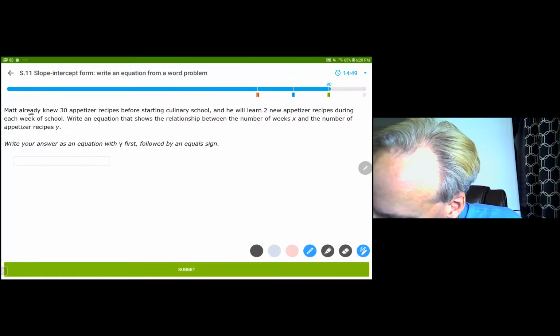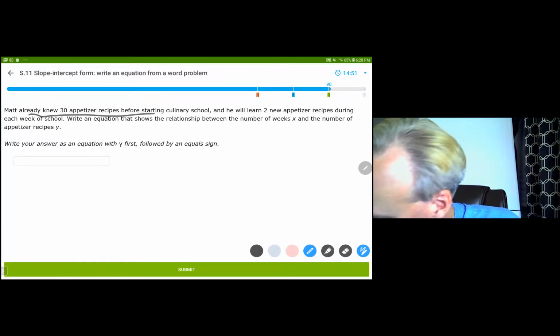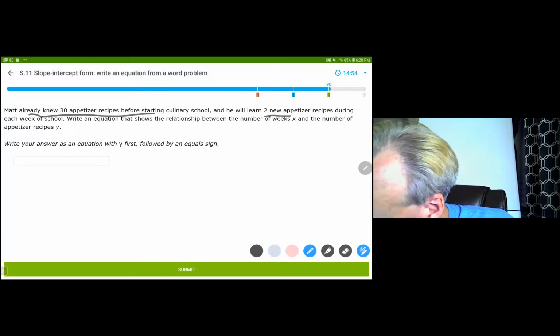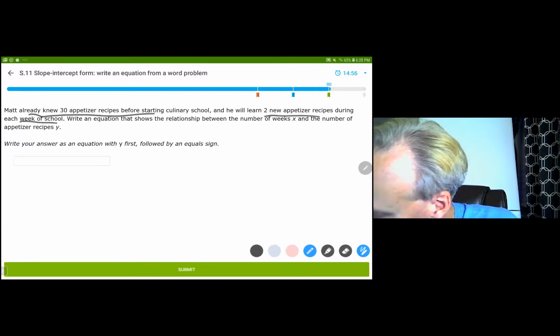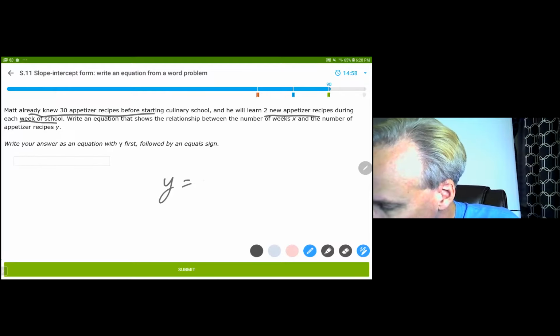So Matt already knew 30 appetizer recipes, and he's going to learn 2 new ones during each week of school. So he has y is equal to 2x, 2 each week of school, plus the 30 original.